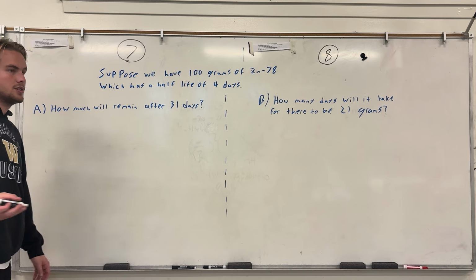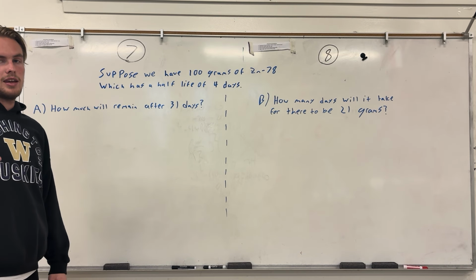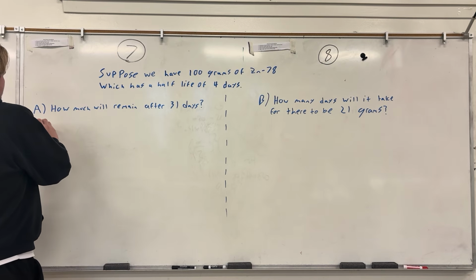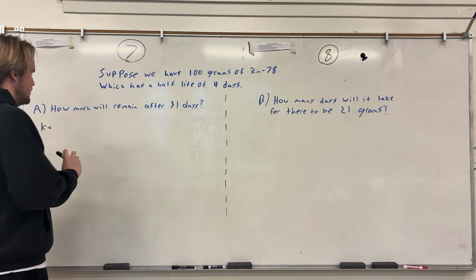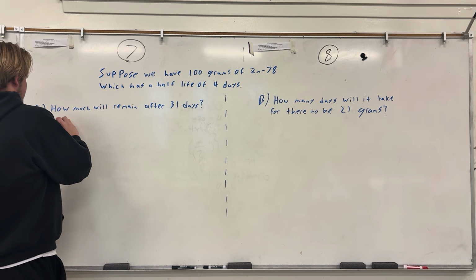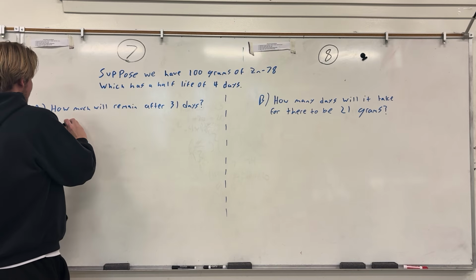So this first one is we need to find what's called the K constant. So we denote this as K, and we say K equals ln of 2.